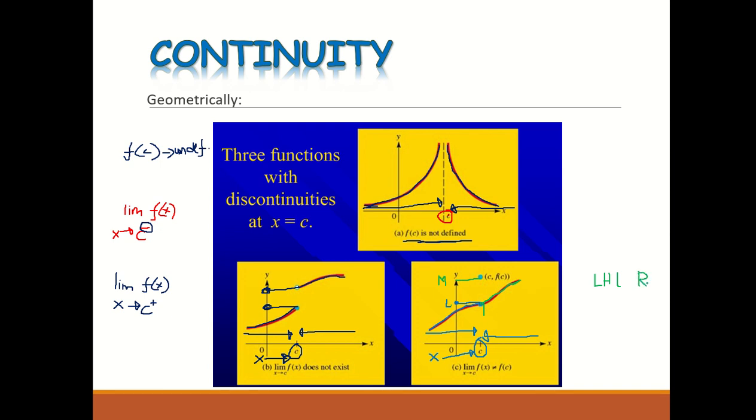As you can see, the left hand limit is not equal to the right hand limit. You see, this one is higher than this. Therefore, the limit does not exist. So the second condition, once again, is not satisfied.